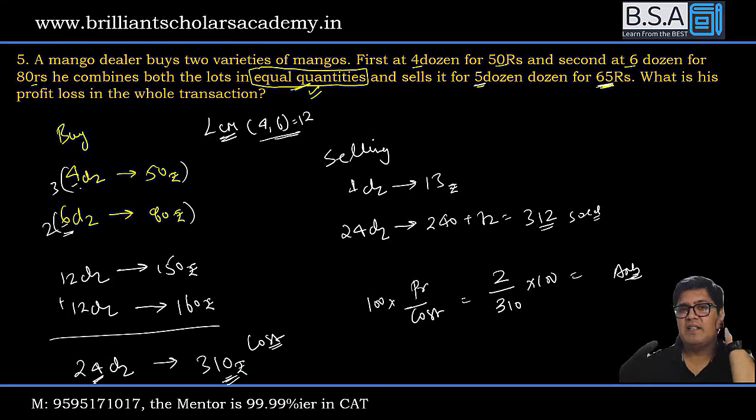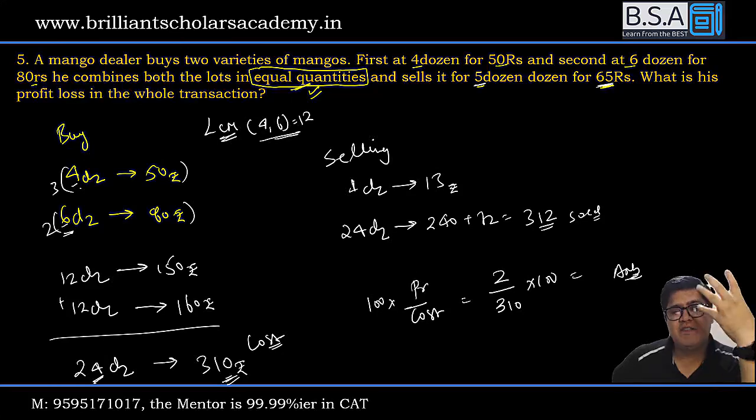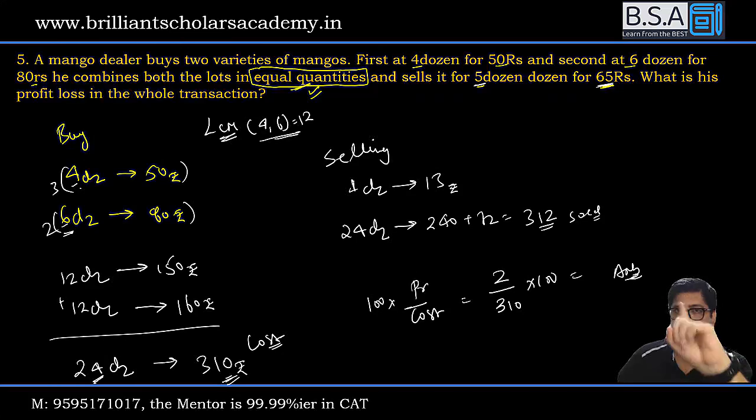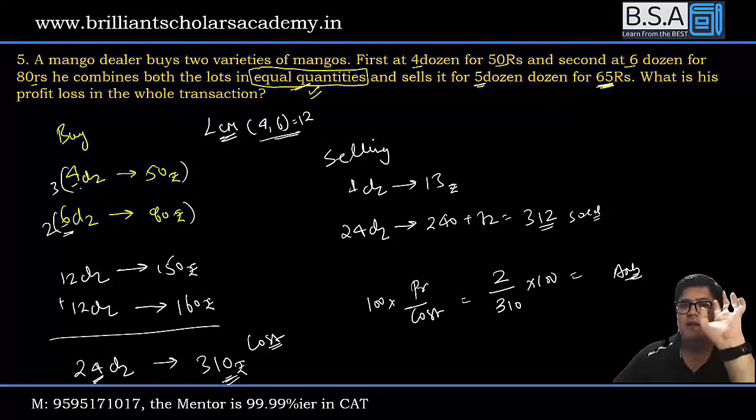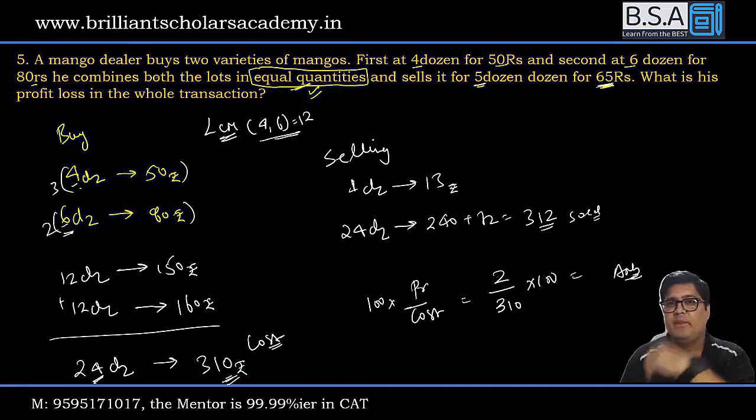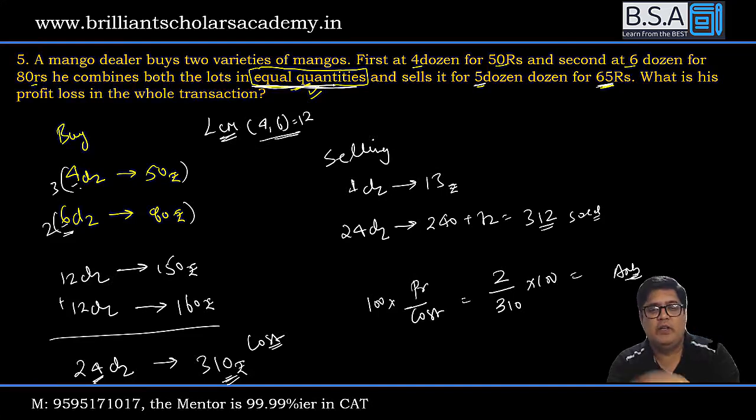Is there a slightly improvised way to solve this? Yes. See, the question says you must equate the quantity. It is written, the two lots are combined in equal quantities. You will always be told when two lots are combined, three lots are combined, how to combine.